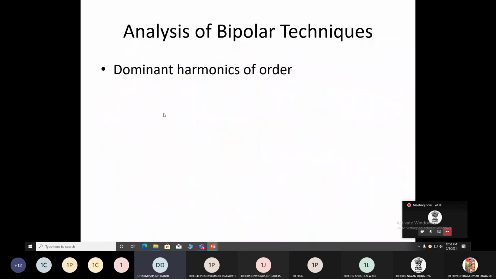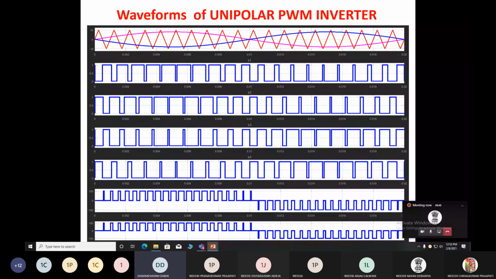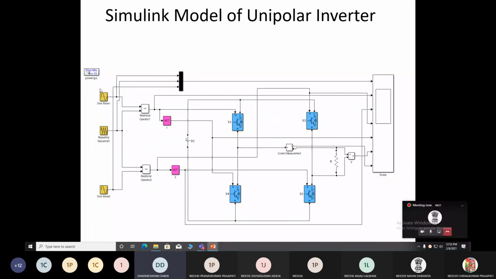In that case, your first dominant order harmonic is mf, so the first dominant harmonic is the 20th order. And then the second is mf plus or minus 2, that is the 18th and 22nd for a 1000 Hz carrier wave frequency. It means that here you reduce the lower order harmonics like the 3rd, 5th and 7th, so you require a smaller filter to remove the harmonics. Now, if we compare this with the unipolar technique, in the unipolar technique we take the same carrier signal frequency, 1000 Hz, and the same sine wave frequency, 50 Hz, and do the FFT analysis of the output voltage.